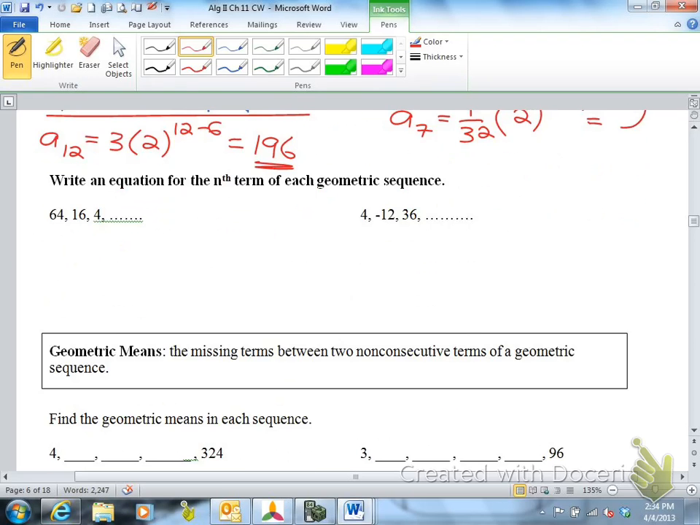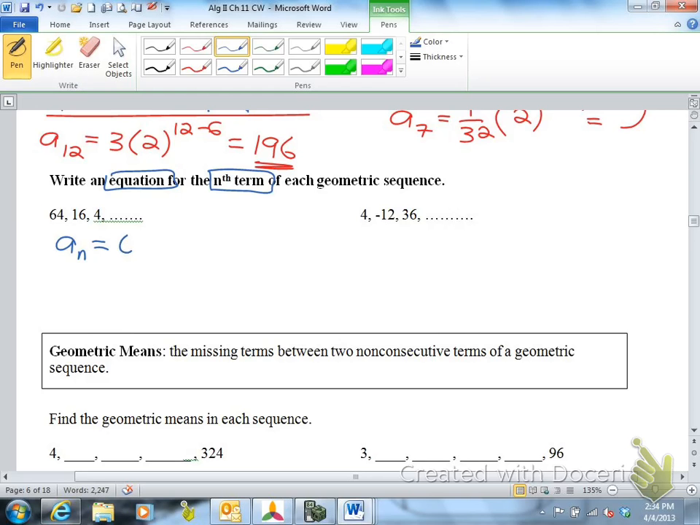Write an equation for the nth term of the geometric sequence. We did these earlier in section 11.1. Notice that you're asked for an equation in terms of n. So you're going to leave the variables with n, leave them alone. So you have a sub n. You don't put anything in for a sub n. Leave it in terms of n.